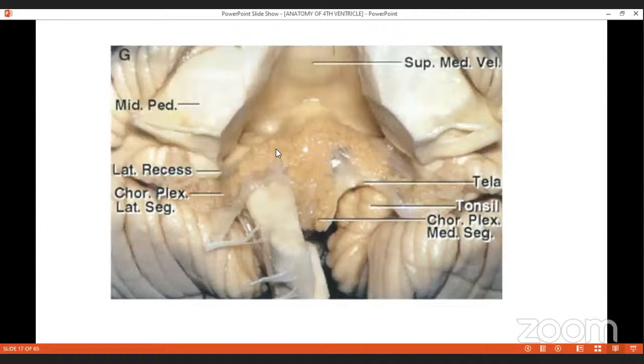Another clear view of the same picture, this is the tela choroidea. The tela choroidea is basically forming the roof of the fourth ventricle in the inferior slope. The tela choroidea is projecting laterally. This is the lateral recess of the cavity of the fourth ventricle through which the tela choroidea projects laterally and hangs out of the paired foramen of Luschka, one on the right, the other on the left side. On the other hand, we have already seen the superior aspect of the roof, which is formed by the superior medullary velum in the midline.